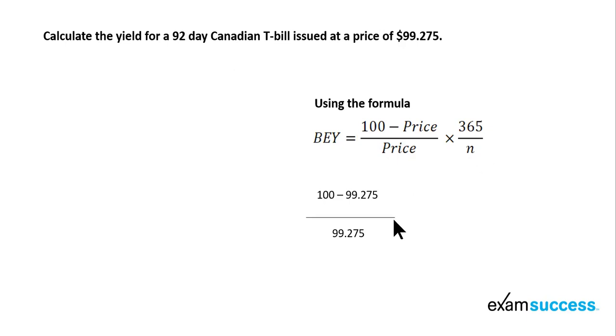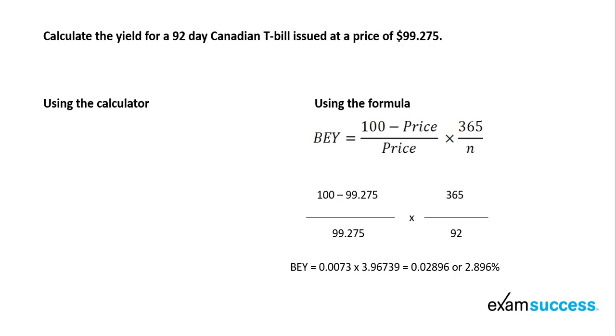99.275. This part forms the holding period return for the T-bill. And now if we multiply this by 365 divided by 92 days, we're going to annualize it. So we end up with this yield for the T-bill of 2.896%. Nice and easy. We could use a calculator if you want.